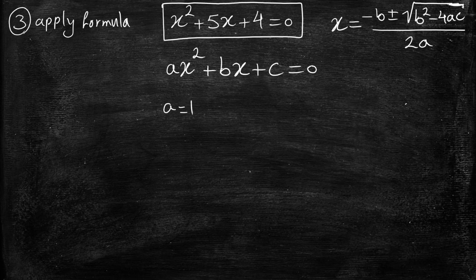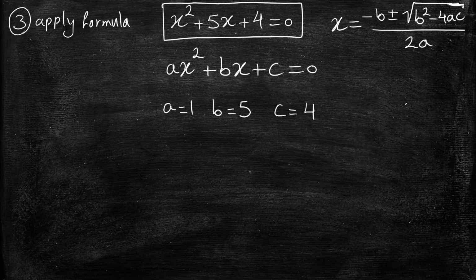A is what is multiplied by the unknown to the power of 2. The factor that is multiplied to the unknown to the power of 2 is called a. B, in our case, is 5. And c is just the number alone with no unknown attached to it. C is 4. So now that you determined what a, b, and c are, you just plug them into this formula.